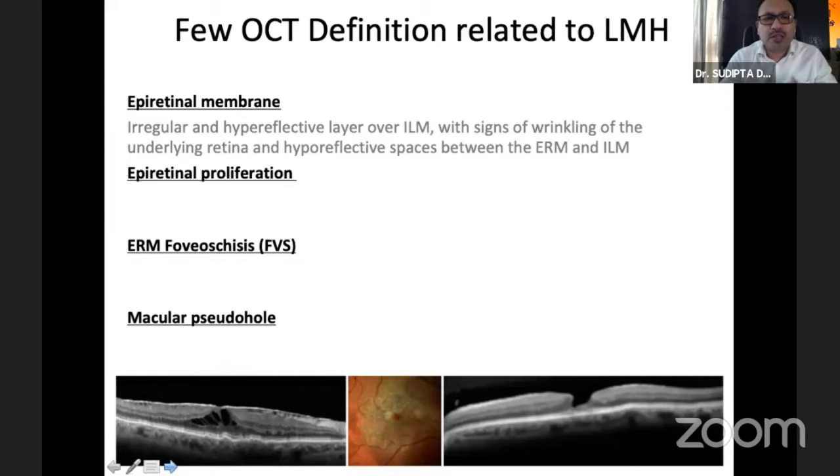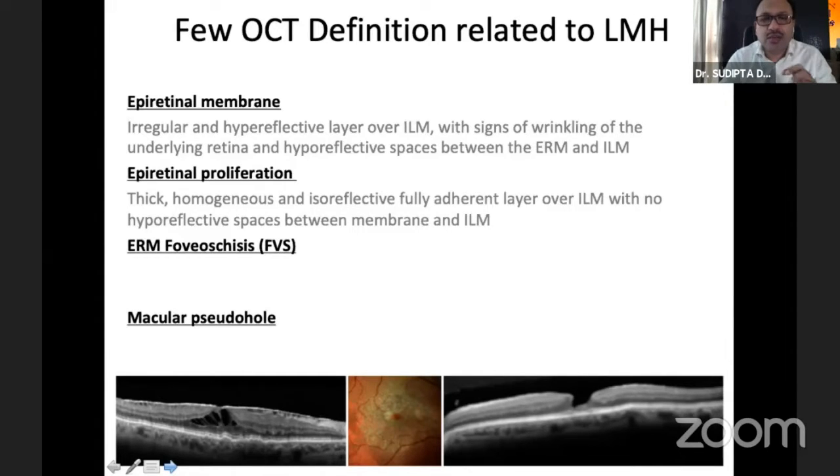Epiretinal membrane is defined as an irregular and hyperreflective layer over the ILM. This is very important, with signs of wrinkling of the underlying retina and hyporeflective spaces between the ERM and the ILM. Whereas epiretinal proliferation is a thick, homogeneous, isoreflective, fully adherent layer over the ILM with no hyporeflective spaces between the membrane and the ILM, so it's very difficult to differentiate.